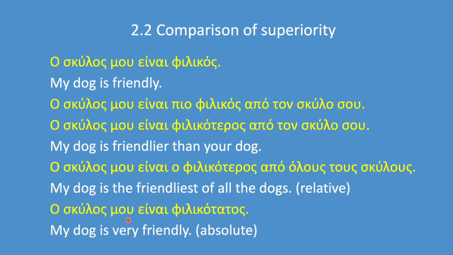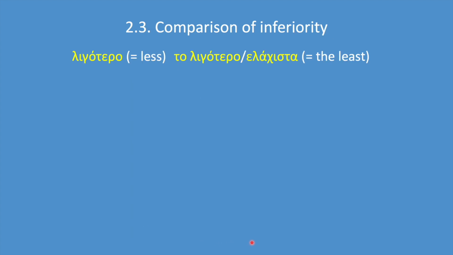Ο σκύλος μου είναι φιλικότατος. My dog is very friendly. My dog is super friendly. And here we have an absolute superlative. Comparison of inferiority. We form the comparison of inferiority by using λιγότερο, which means less, for the comparative degree, and το λιγότερο, or ελάχιστα, which means the least, for the superlative degree.